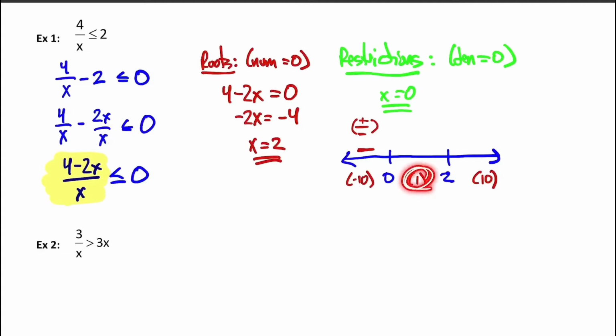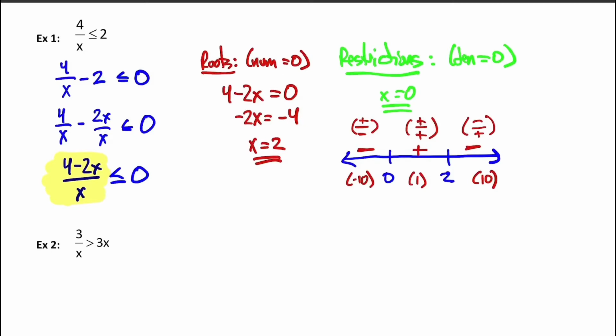Next, I'm going to plug in a 1 here and here. Well, on the top, if I plug in a 1, 4 minus 2 is positive. So the top of my fraction is going to be positive. And if I plug in a 1 down here, well, that's just positive, right? So the bottom of my fraction is positive. A positive divided by a positive gives me a positive. So that piece is going to be positive. Now let's plug in my 10 here and here. 4 minus 2 times 10, that's going to be negative. 10 down here is going to be positive. So I end up with a negative over a positive, which gives me a negative.